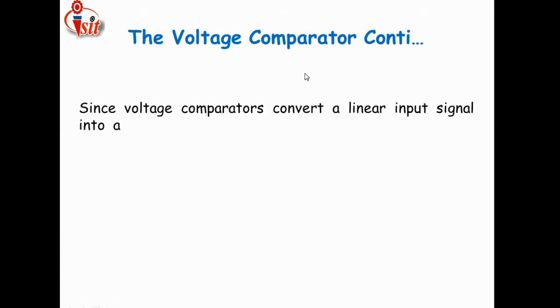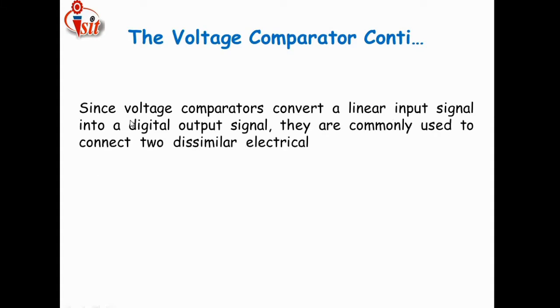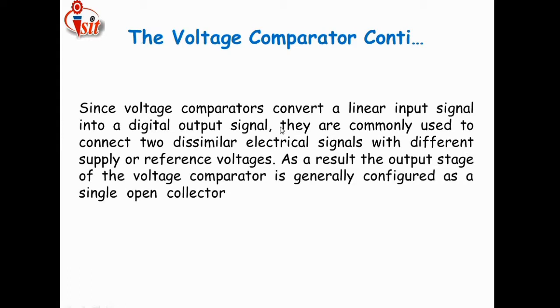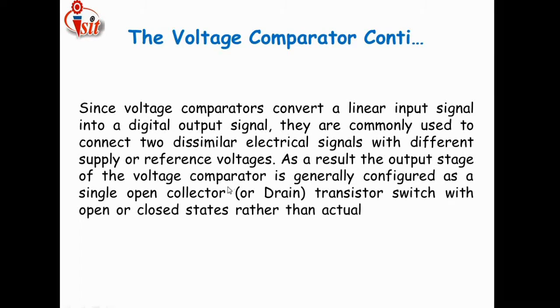Voltage comparator, continuation again. Since the voltage comparator converts a linear input signal into a digital output signal, they are commonly used to connect dissimilar electrical signals with different supply or reference voltages. As a result, the output stage of the voltage comparator is generally configured as a single open collector or open drain. It is also called a drain. It is a transistor switch with an open or closed state rather than an actual output voltage, as shown in the figure.